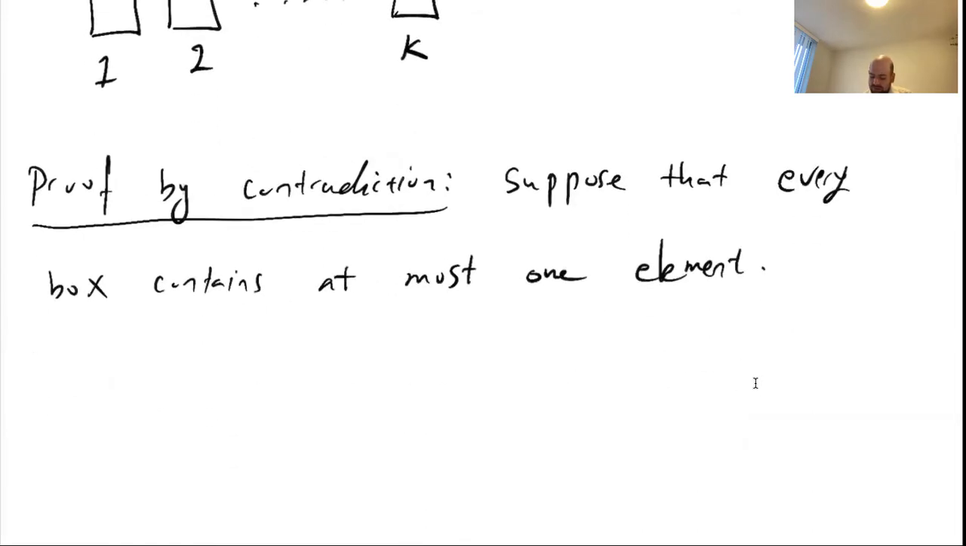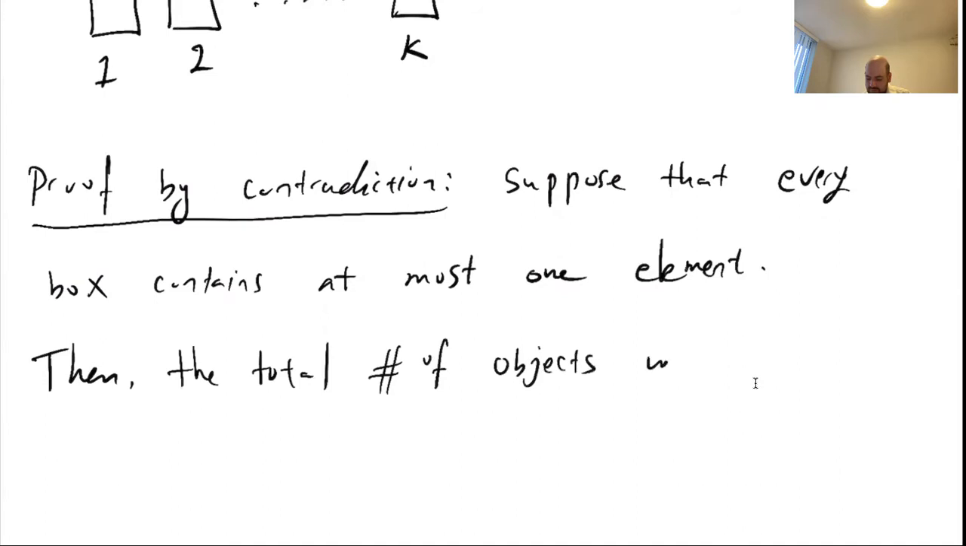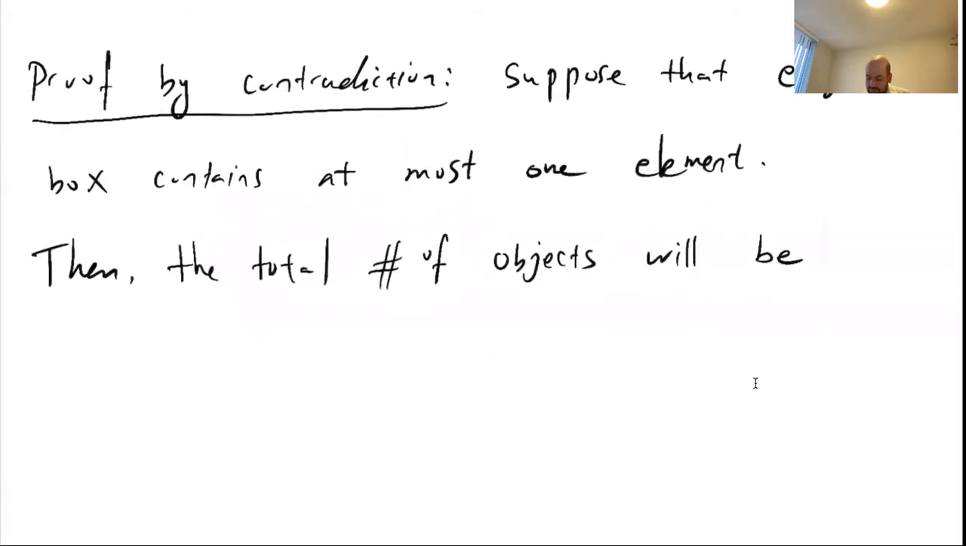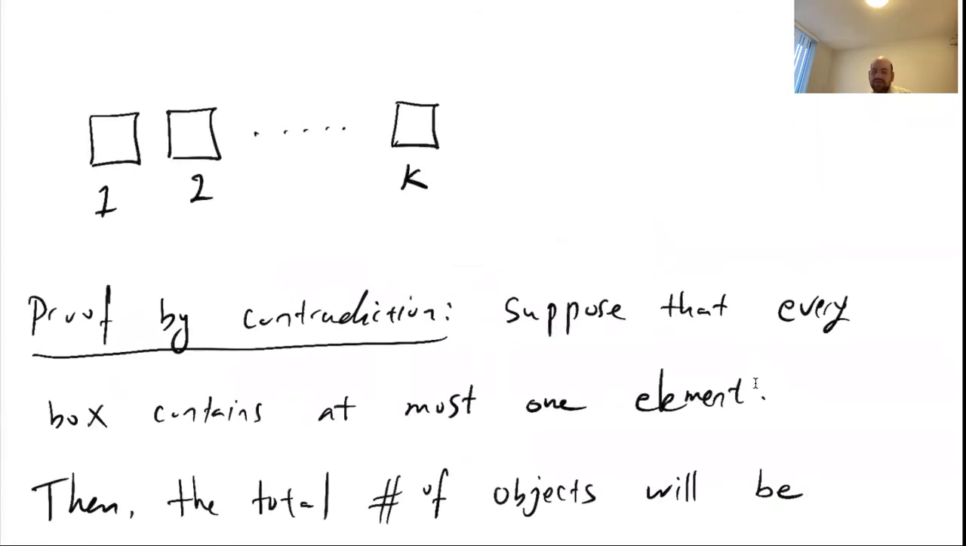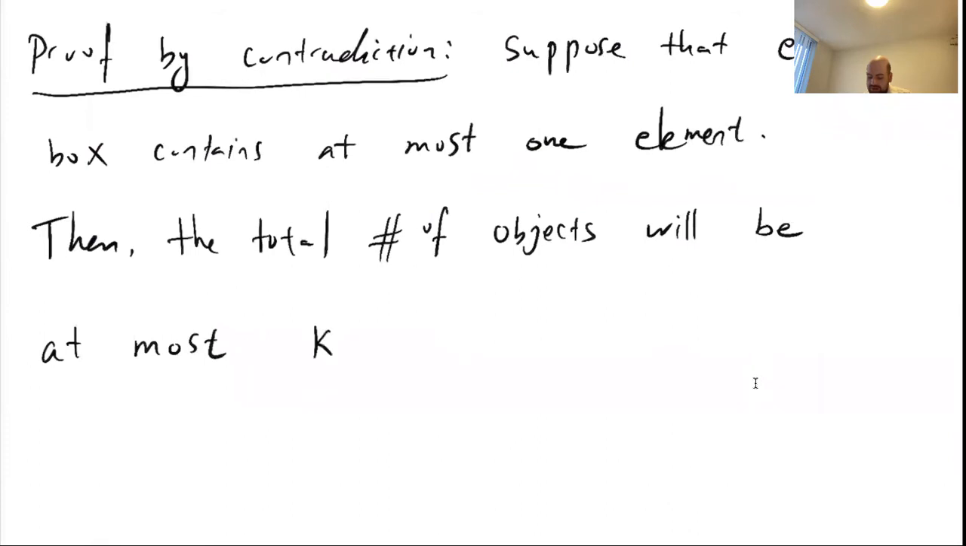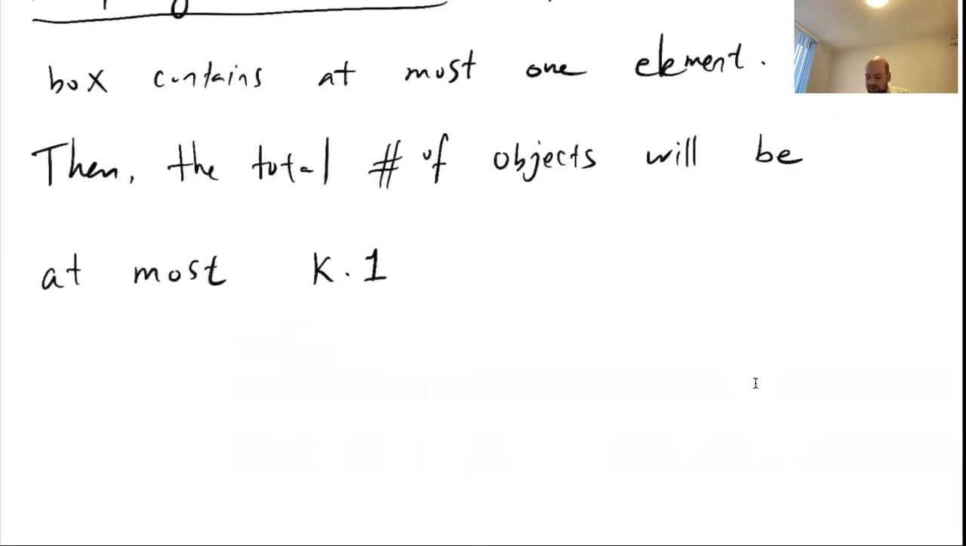Then, if this is true, the total number of objects will be at most how much? Every box has at most 1 element, and we have k boxes. So the total number of objects will be at most k times 1, right? K because we have k boxes, and 1 because I'm assuming that every box has at most 1 element. So k times 1 is k. This means m is at most k.